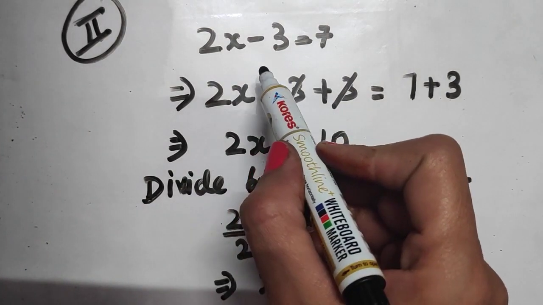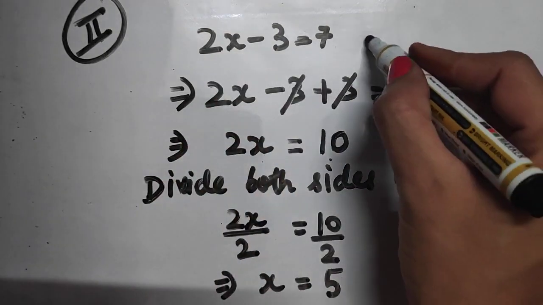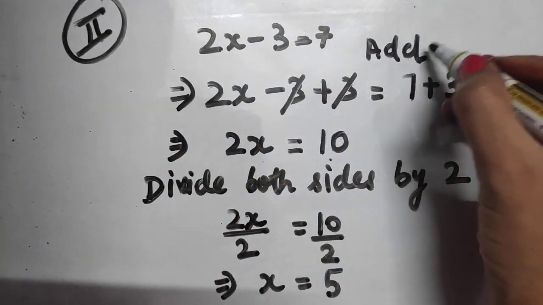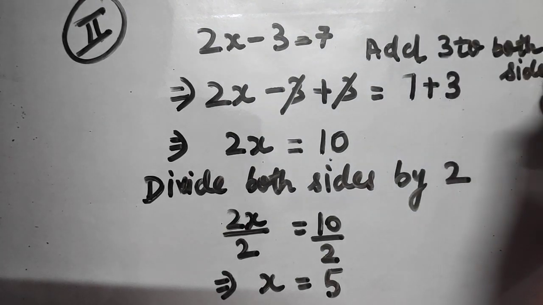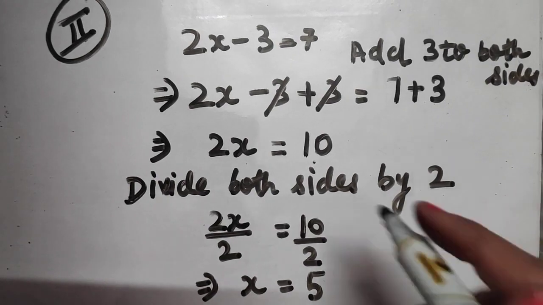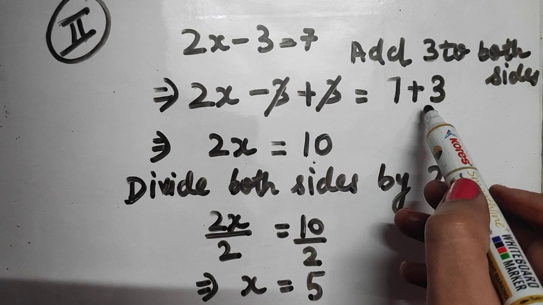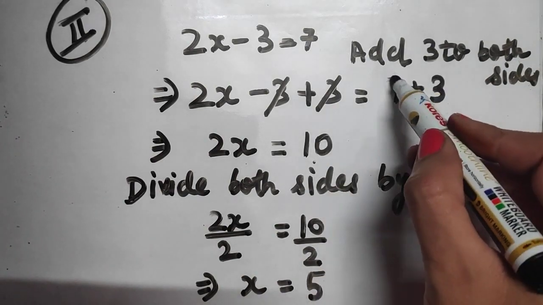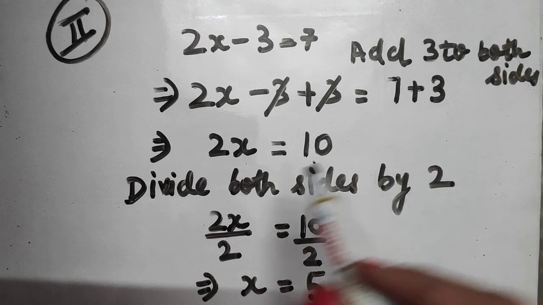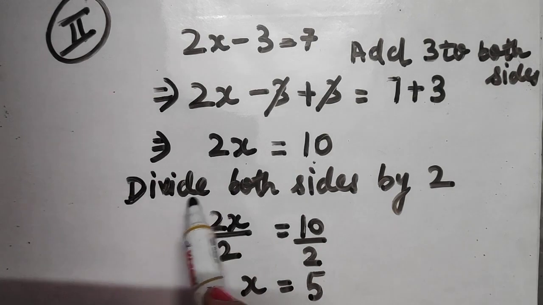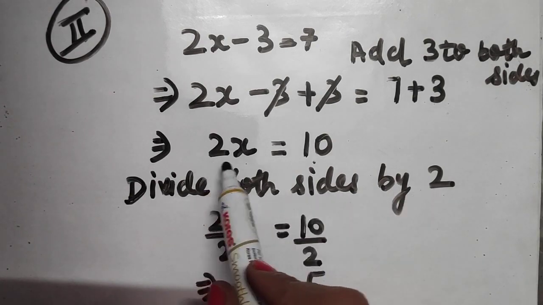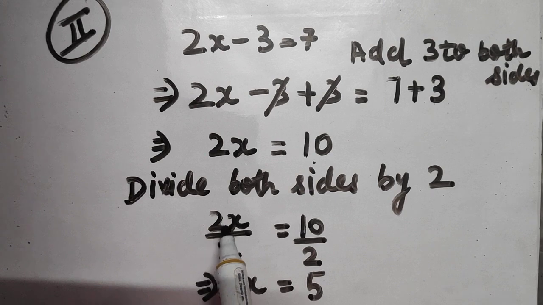So for the first step what I have done, add 3 to both the sides. I have added 3 on the left and 7 plus 3 on the right, because balance should not be disturbed. That is why I need to add this 3 to the right hand side also. So it will be 2x is equal to 10. Now next step, I want only x, so divide both the sides by 2. I do not want this 2. So it will be 2x by 2 is equal to 10 by 2. These two get cancelled out and we are left with x is equal to 5.